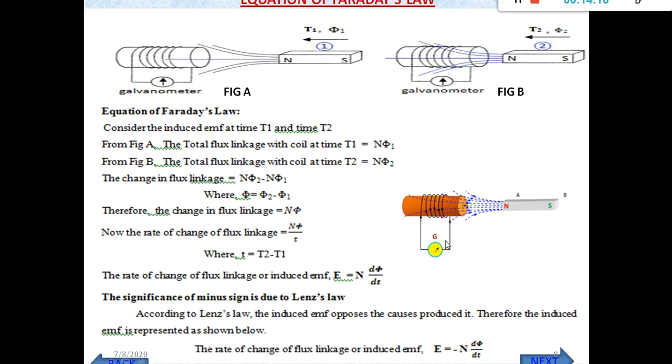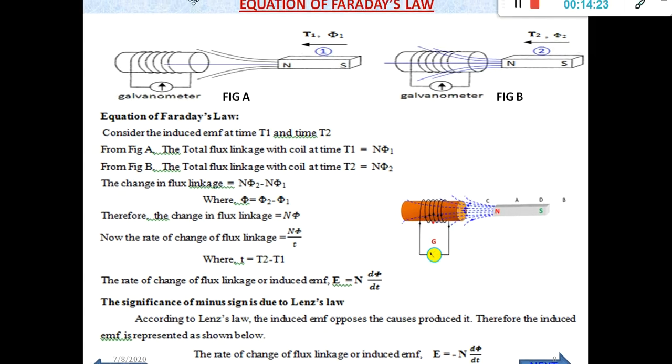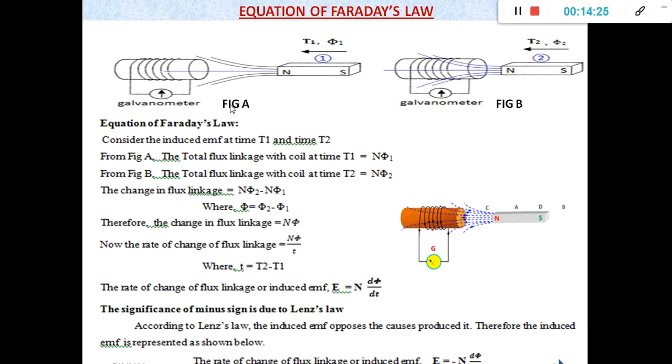Next one, the equation of Faraday's law of electromagnetic induction. Okay. Before we start studying this, you first see this diagram. Here we are considering one electromagnet. Not like that. We are considering an iron core.